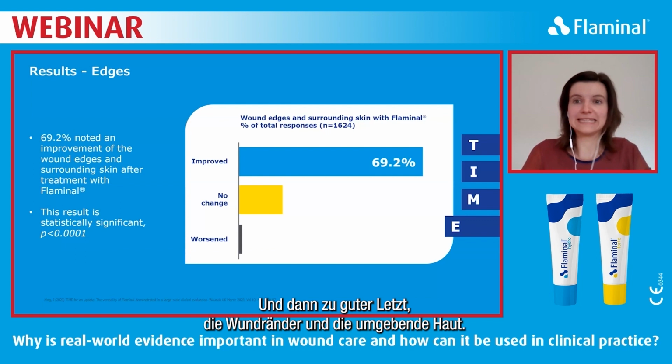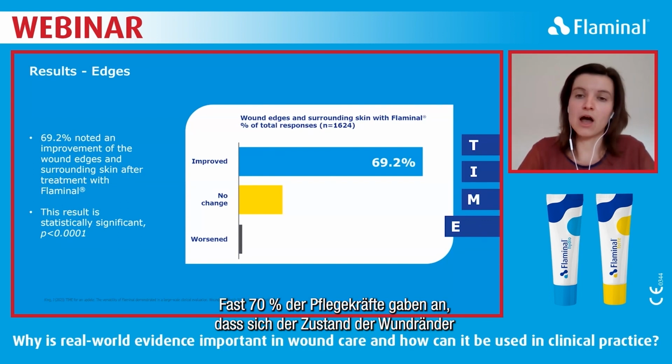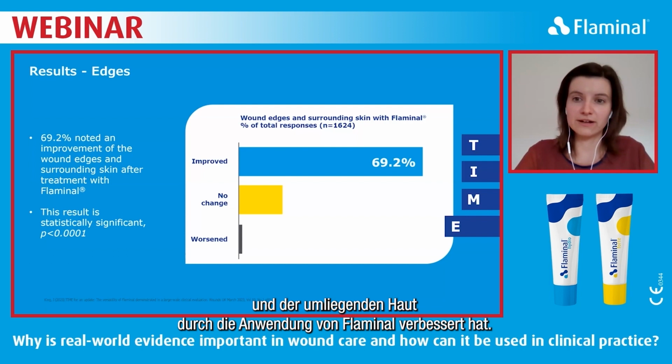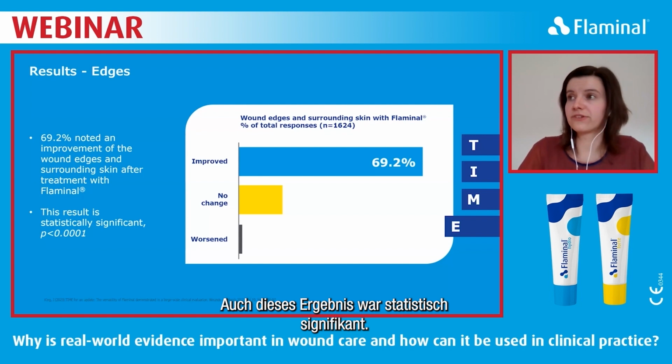And then last but not least, the wound edges and the surrounding skin. Almost 70% of the district nurses indicated that the condition of the wound edges and surrounding skin had improved with the application of Flaminal. Also, this result was statistically significant.